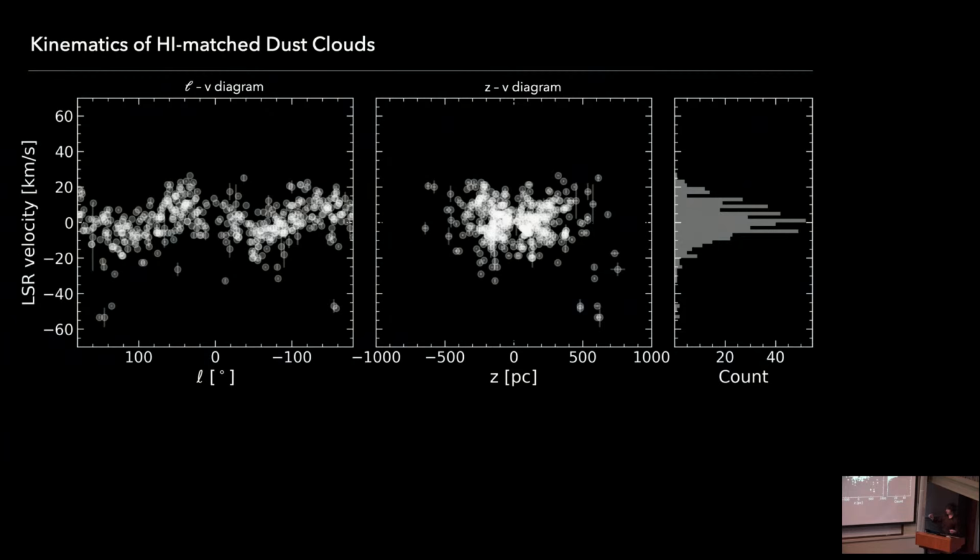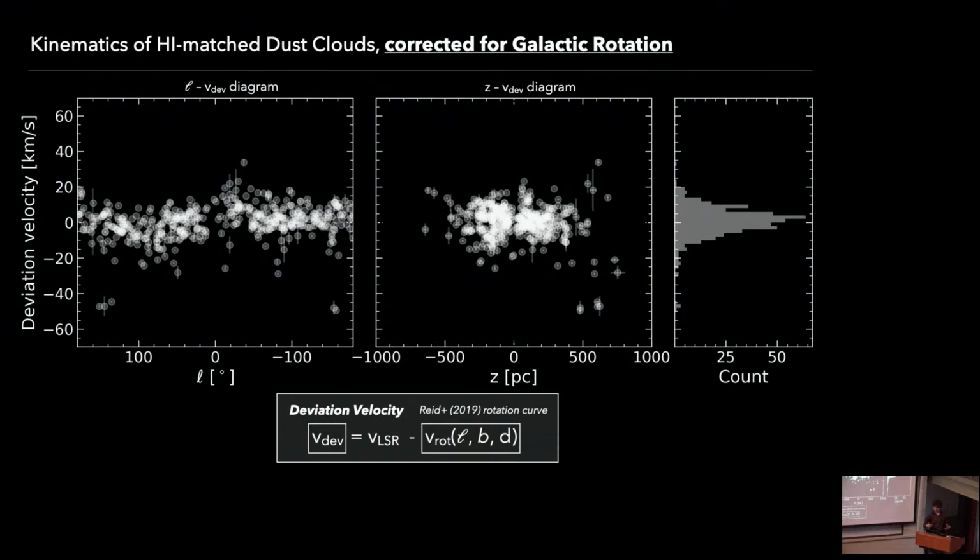Additionally, for the first time, we can make what we're calling a ZV diagram. So this is vertical height above and below the sun versus velocity. And we can do this for the first time because of these 3D densities. We can then consider under some rotation curve for how we expect a gas to move in the Milky Way.